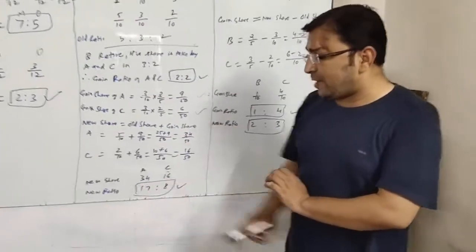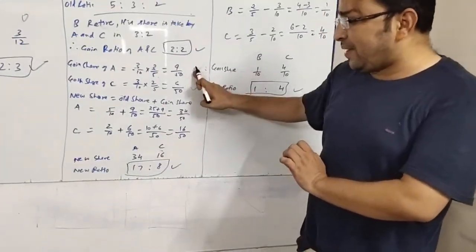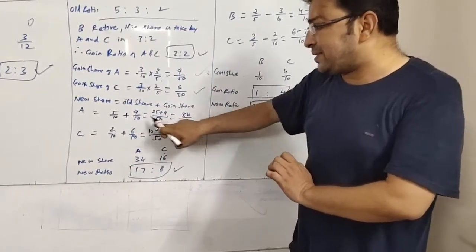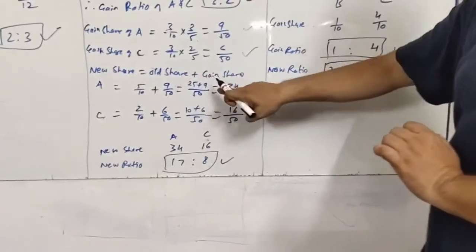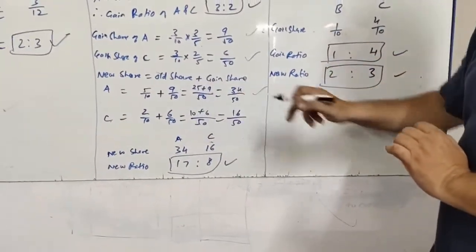Old share of A is 5 by 10. His gain share is 9 by 50. 50 will be the LCM. 10 into 5 is 50, so 5 into 5 is 25, and 50 stays 50, with 9 as it is. So 25 plus 9 is 34 upon 50.